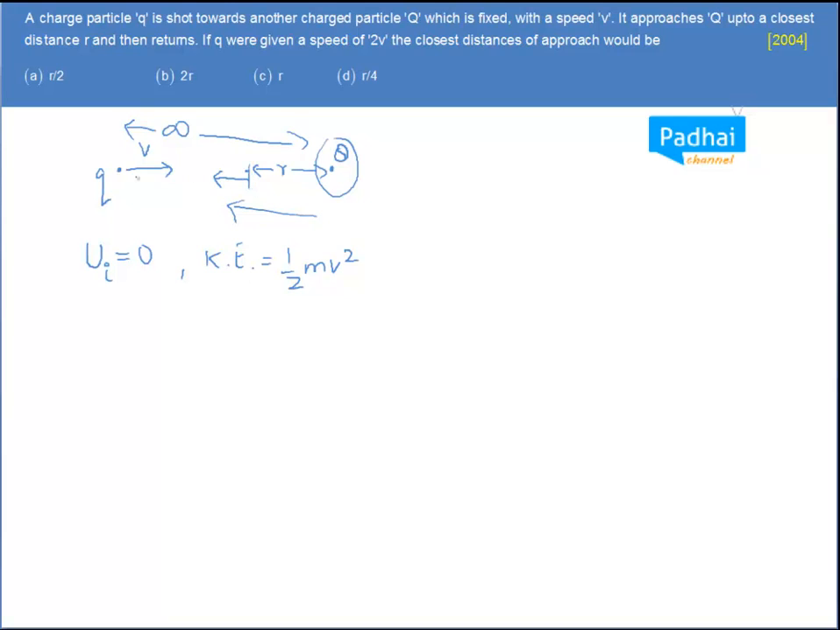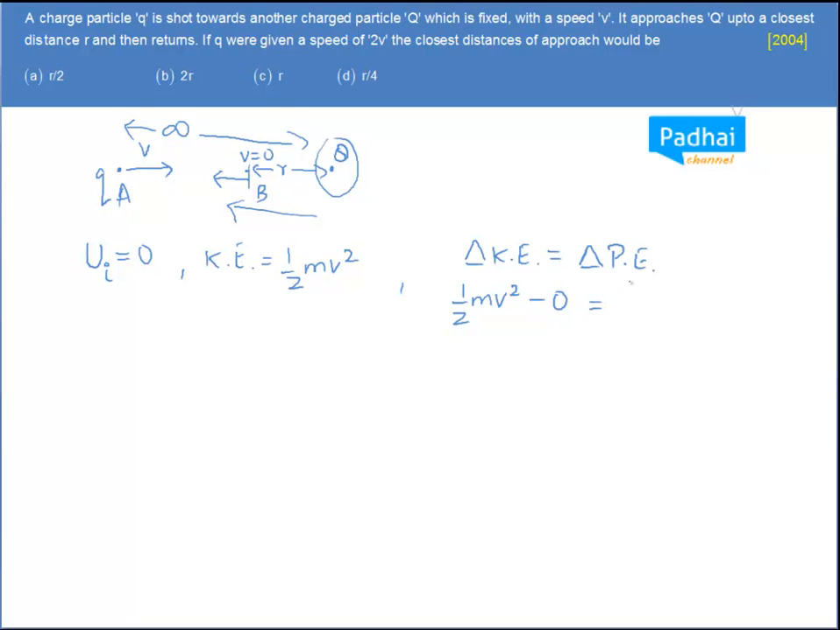Now when it approaches this charge Q, its potential energy increases, and due to energy conservation, the decrease in kinetic energy will be equal to the gain in potential energy. So when it comes to this distance, at this point velocity will become 0, because it is changing its direction. So if this is point A and this is point B, what is the decrease in kinetic energy? Decrease in kinetic energy is half mv square minus 0, because finally it is 0.